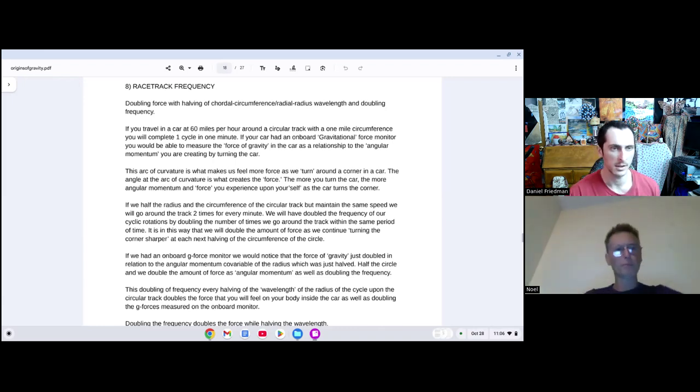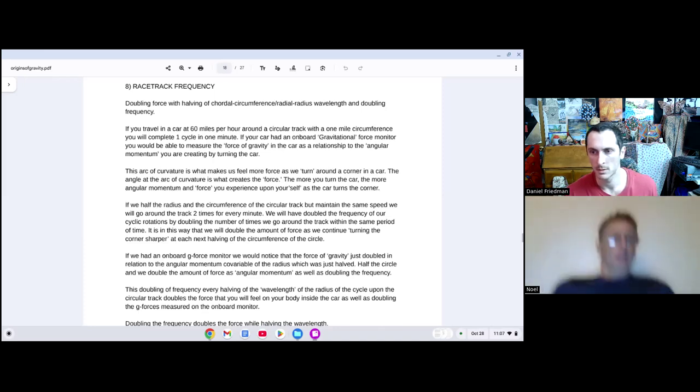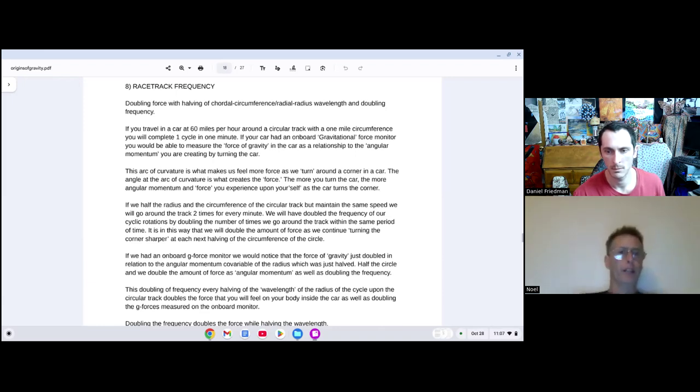Okay. So let me go then. So I make an analogy from that to this racetrack. So if you're on a racetrack with a car, right? We'll see that doubling the force with having the chordal circumference and the radial radius wavelength, it doubles the frequency and once again the force. So if you're in a car at 60 miles per hour around a circular track and it has a 1 mile circumference, you'll complete one cycle in 1 minute. If your car had an onboard gravitational force monitor, you'd be able to measure the force of gravity in the car's relationship to the angular momentum you're creating by turning the car.